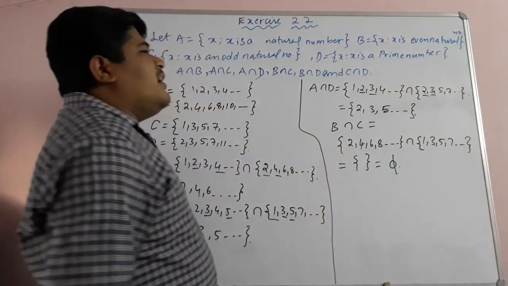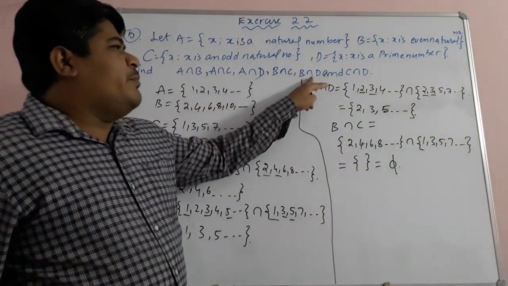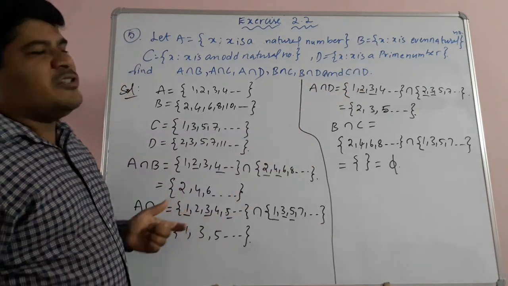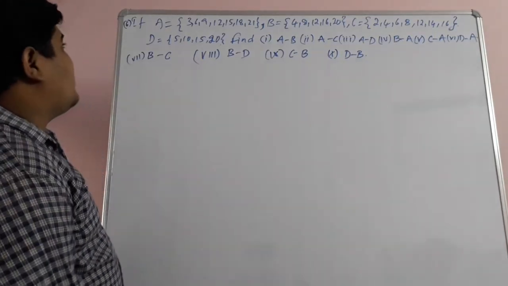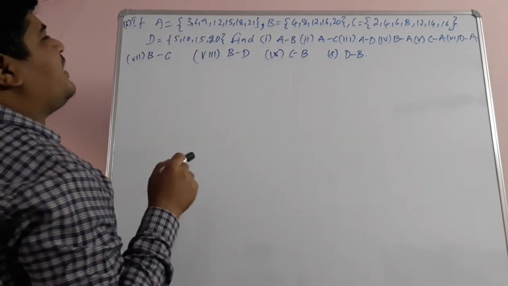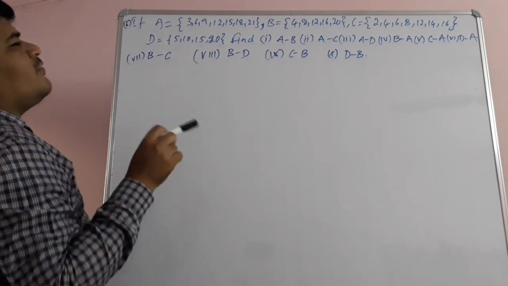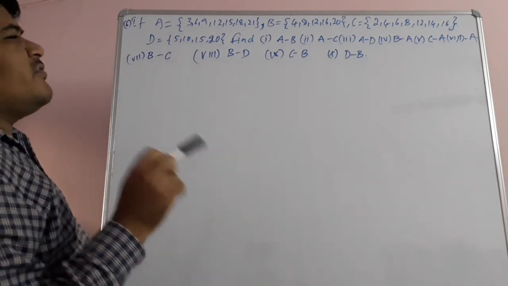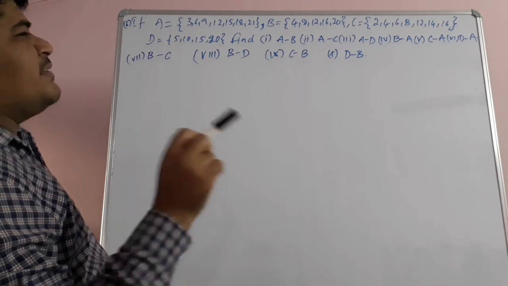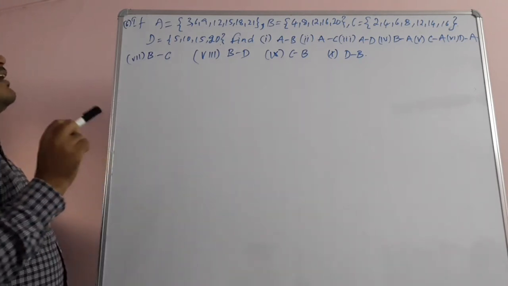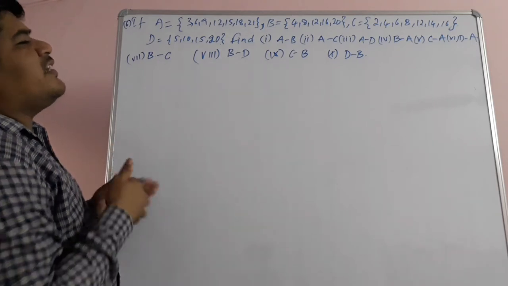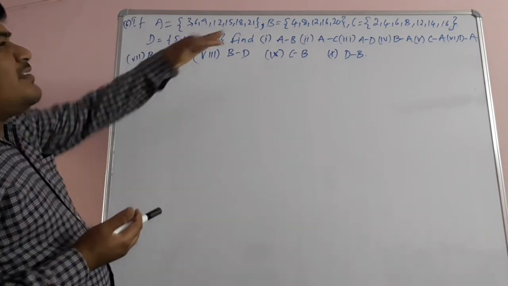Children, in the same way, you can try these two problems, B intersection D and C intersection D. So this is the way to solve this problem, children. Now let's see problem number 6. If A is equal to {3, 6, 9, 12, 15, 18, 21}, B is equal to {4, 8, 12, 16, 20}, C is equal to {2, 4, 6, 8, 12, 14, 16}, D is equal to {5, 10, 15, 20}. Now children, they are asking us to find the difference of two different sets.